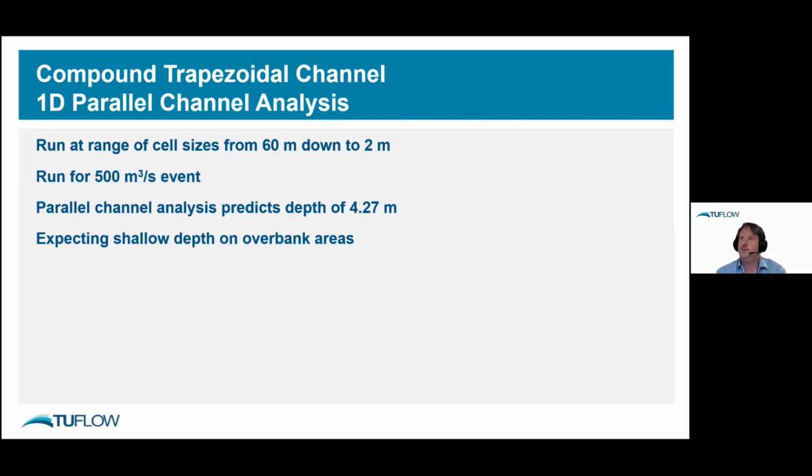As I said, we run that for a 500 cubic meter per second flow event, and we can use that parallel channel analysis to work out that the depth is expected to be around 4.27, and that's what's being used as the downstream boundary. As I said, it's about a 4 meter deep channel, so we're expecting to have shallow depths on those overbank areas where we've got the high roughnesses.